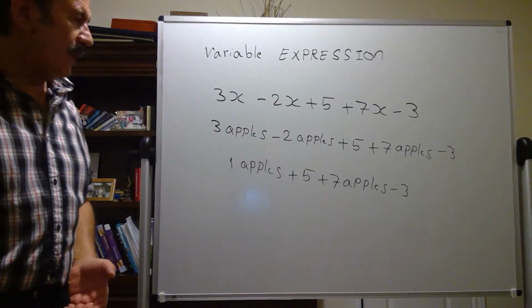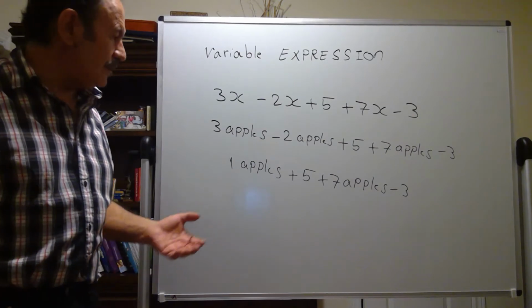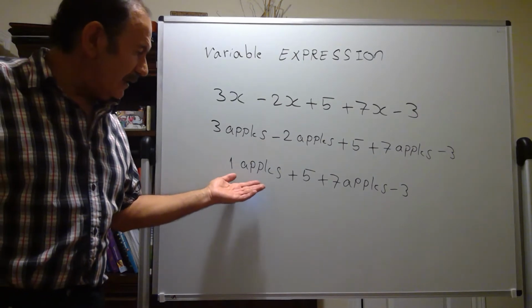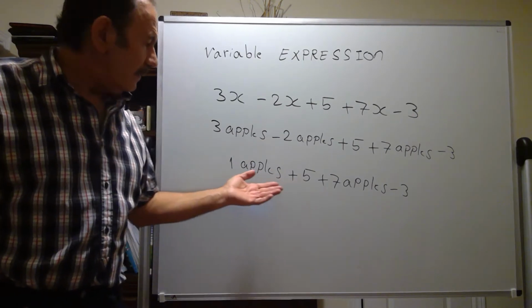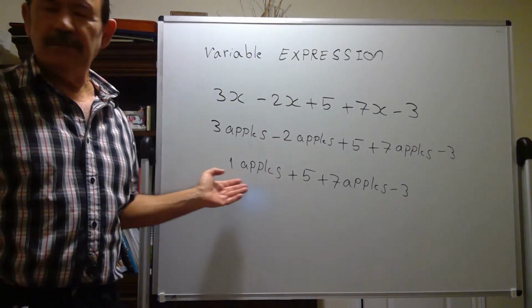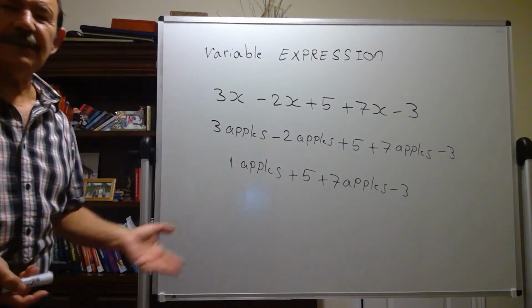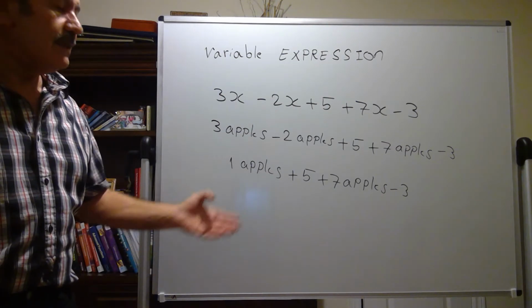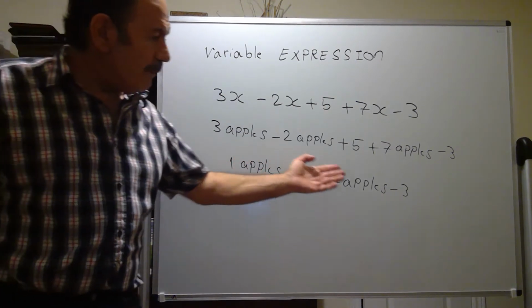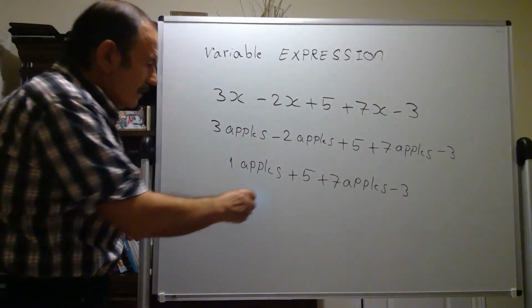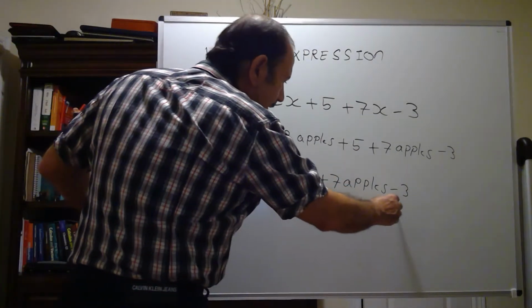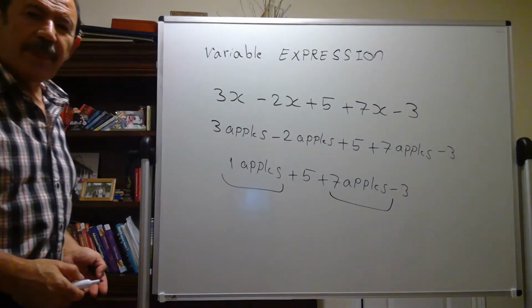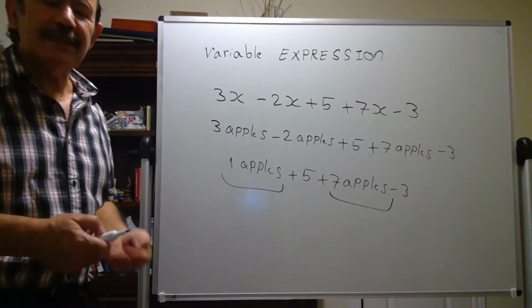As you see, I can simplify these 3 apples and this negative 2 apples because both were apples. They are compatible, or they are equal to each other. But I cannot simplify this 1 apple and 5. This is apples. What is the number? I cannot add them. They are not related to each other. But this 1 apple and this 7 apples, I can add them. I can simplify them.